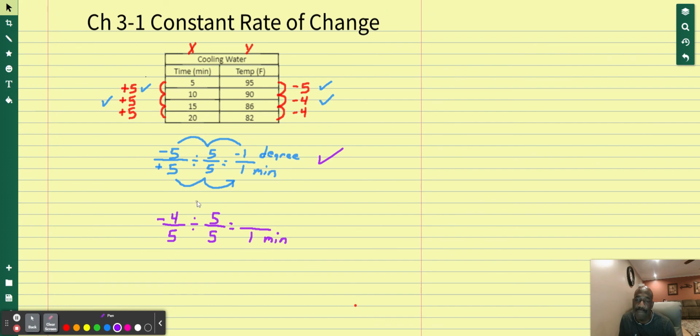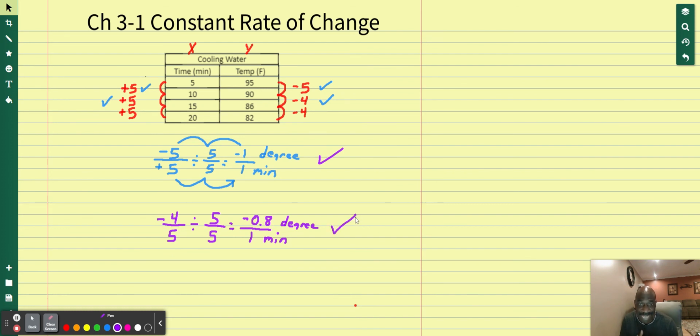All right. What happens at the top? What is negative 4 divided by 5? You might need to work it out by hand, or you may need to use your calculator. But either way, you will get negative 0.8. Okay. And what does this represent? Degrees. All right. In other words, in 1 minute, it did not go down by 1 full degree. It went down by 0.8 of a degree, or 4/5 of a degree. 4 over 5 is the same as 0.8.